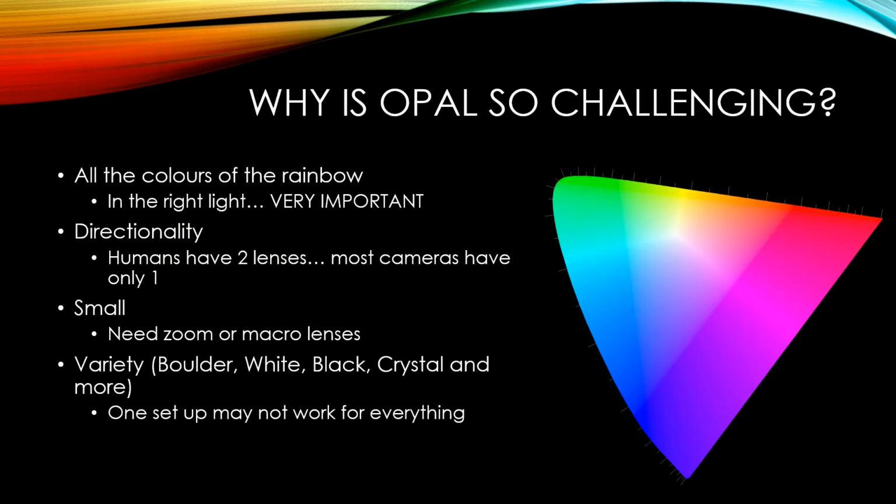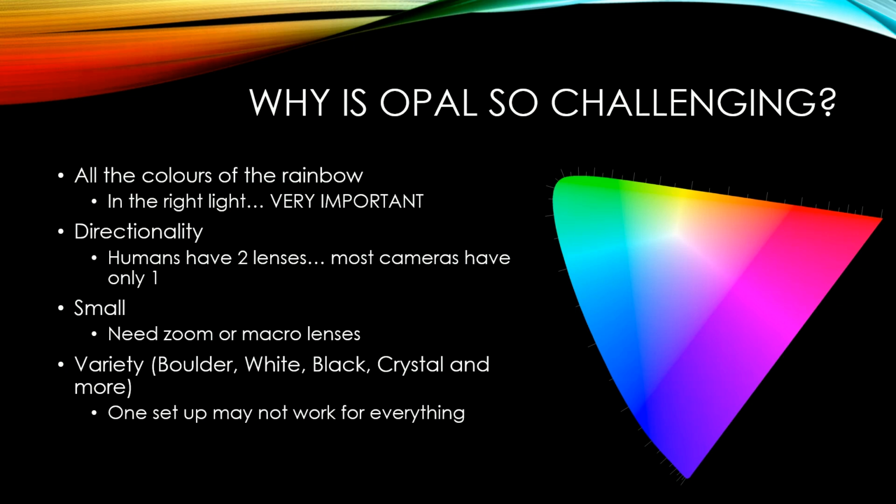So why is it so challenging? These are the points that we'll cover throughout the video. So opal, as we all know, it's got all the colours of the rainbow. It's got the full spectrum in there. So we're going to need the right light. It's probably 90% of the problem. Lighting is almost everything when it comes to photography. The equipment that you're using to take the actual photo won't mean anything if you don't have the right light there to actually get the opals to show off their full potential.